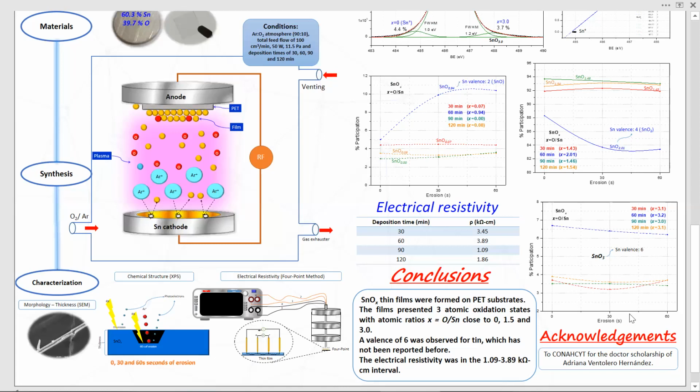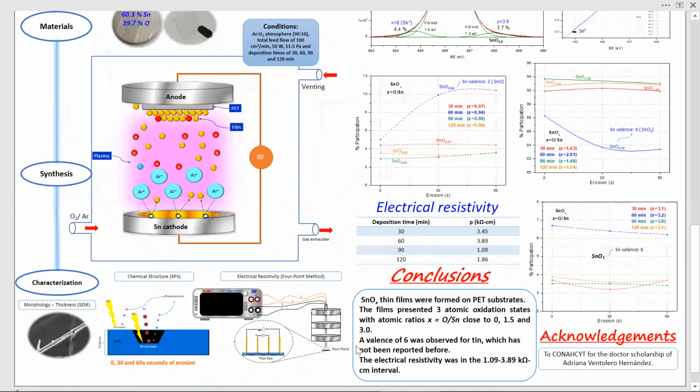In all the films, the chemical state SnO3 is forming, so we found a valence of 6 for the tin. It is possible to observe that the participation percentage practically does not change with erosion. The films presented electrical resistivity of the order of kilo-ohm, being higher for the films obtained at 30 and 60 minutes. In conclusion, the films presented 3 atomic oxidation states with X close to 0, 1.5, and 3.